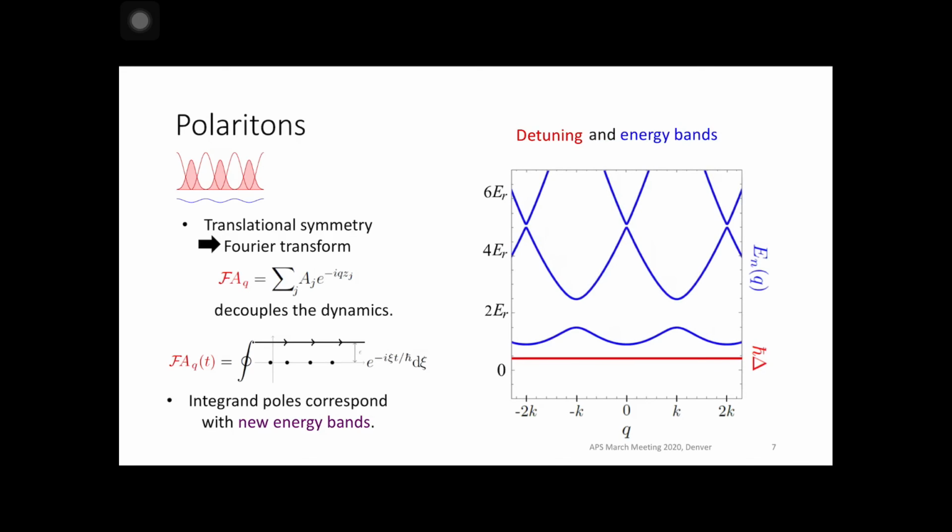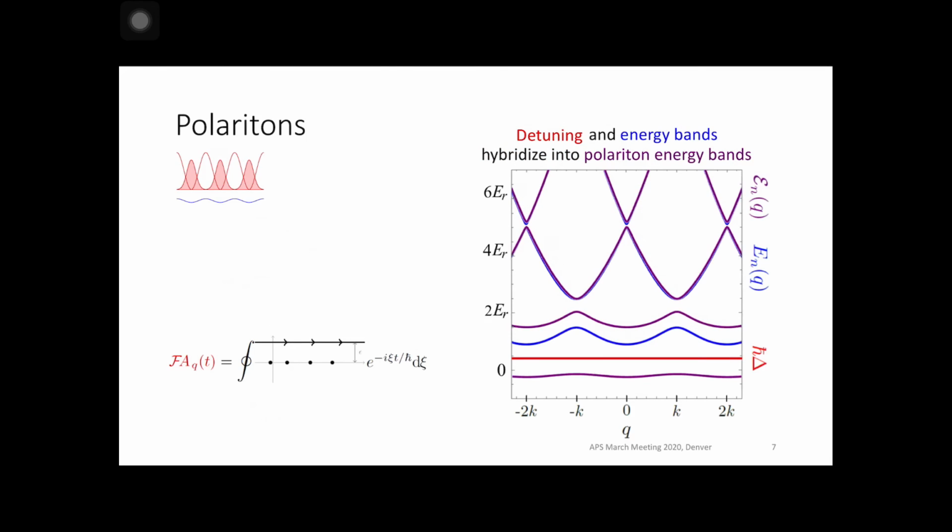So if this is your detuning, and these are your blue energy bands, they hybridize into these polariton energy bands in purple. And a few simple properties that you can prove for these polariton bands is that the lowest one is always lower than the detuning. All other polariton bands are sandwiched between two blue energy bands, and the higher polariton bands are very close to the blue energy bands, even though they don't cross them. These polariton bands almost don't contribute to the dynamics.